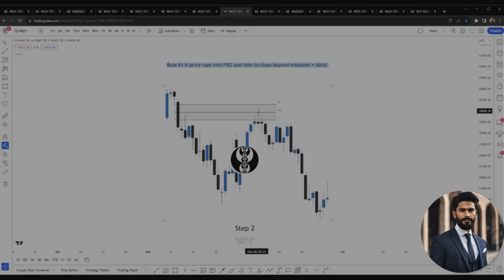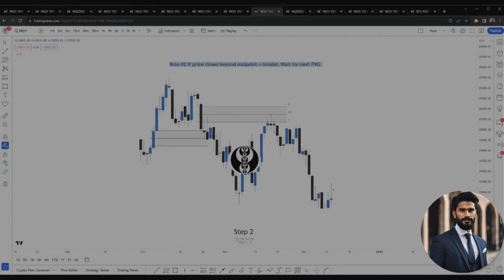So you can see again, price travels up into this fair value gap. It fails to close above the midpoint and price falls. Both times this happened, price fell. Rule number 2 is that if price closes beyond the midpoint, it is invalid. Now this just means you're going to wait for the next fair value gap. So if you see right here, price came down into this fair value gap and it closed beyond the midpoint, right? So at that time, we would have just waited for the next fair value gap to use this strategy to find bias. So right after that, the price tapped into this level up here, and then it went to the downside. So if this happens, you're just sitting on your hands and waiting for the next high probability situation. And this is how we keep such a high win rate.